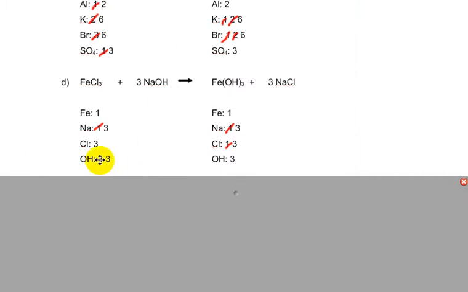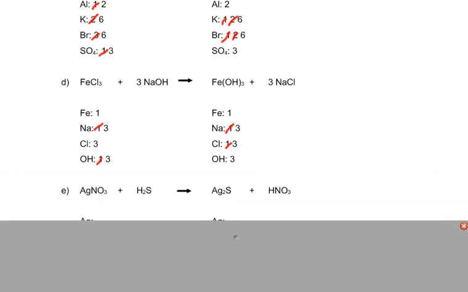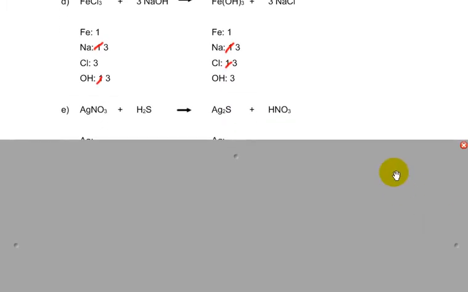So cross that out. And again, lo and behold, look at that. I needed to have 3 hydroxide groups to balance it out. So 1 iron, 3 chlorides, 3 chlorides, 3 sodiums, 3 sodiums, 3 hydroxides, 3 hydroxides. It all works out. Okay, the last few here.